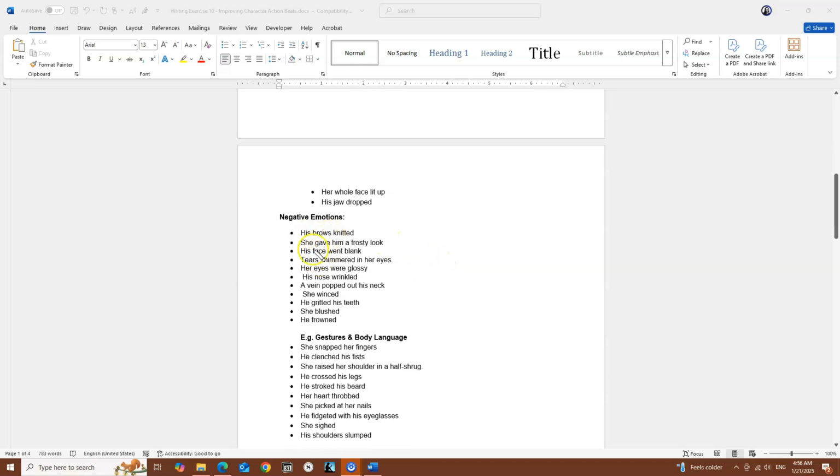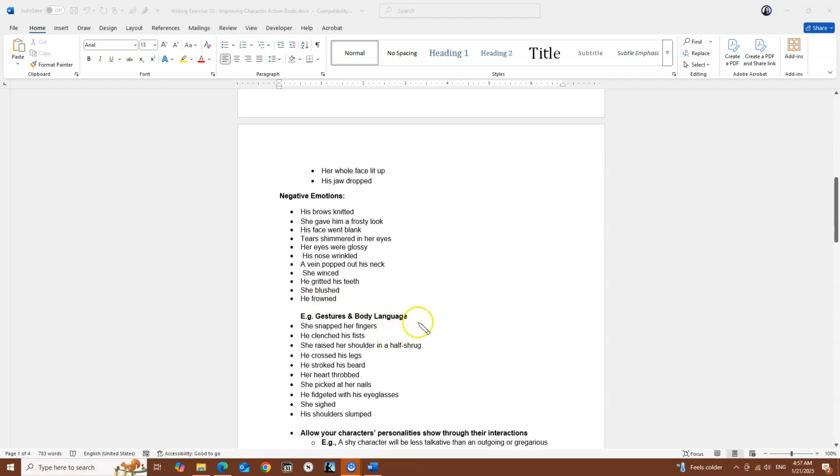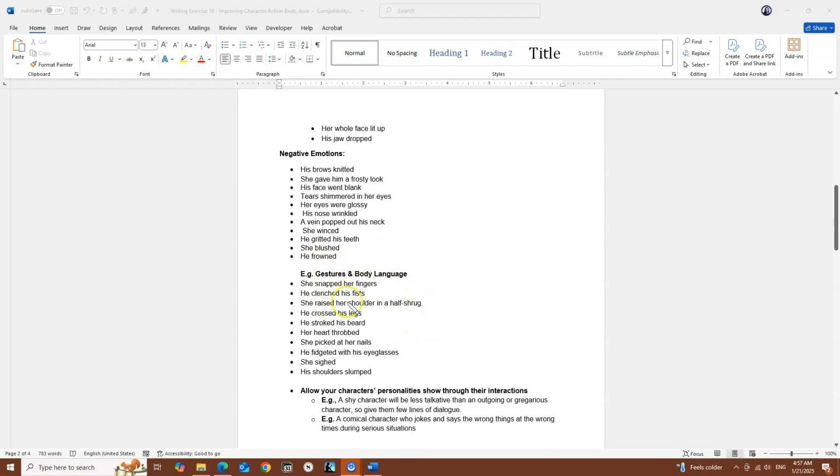Negative emotions. His brows knitted. She gave him a frosty look or a cold look. His face went blank. Tears shimmered in her eyes. Her eyes were glossy. His nose wrinkled. A vein popped out his neck. She winced. He gritted his teeth. She blushed. He frowned. She also made references to gestures or body language.